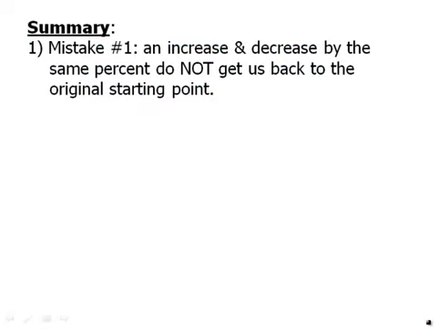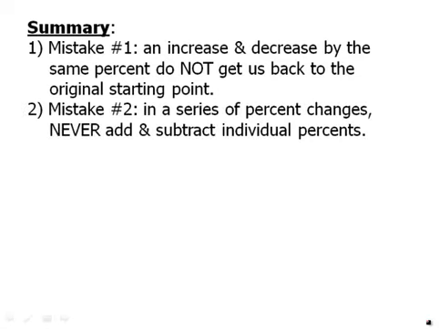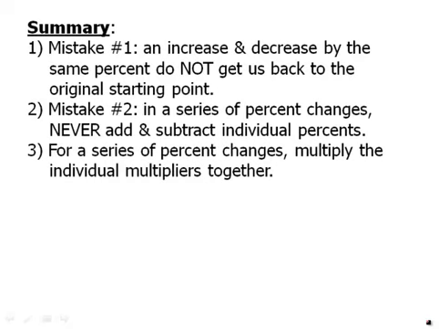So in this topic, it's very important to understand both the nature of the mistakes, the very tempting mistakes, as well as to understand what the right thing is to do. Mistake number 1, an increase and a decrease by the same percent do not get us back to the same original starting point. Mistake number 2, in a series of percent changes, never add and subtract the individual percents. That will be wrong 100% of the time. Instead, what we're always going to do is figure out multipliers and multiply all the individual multipliers together.